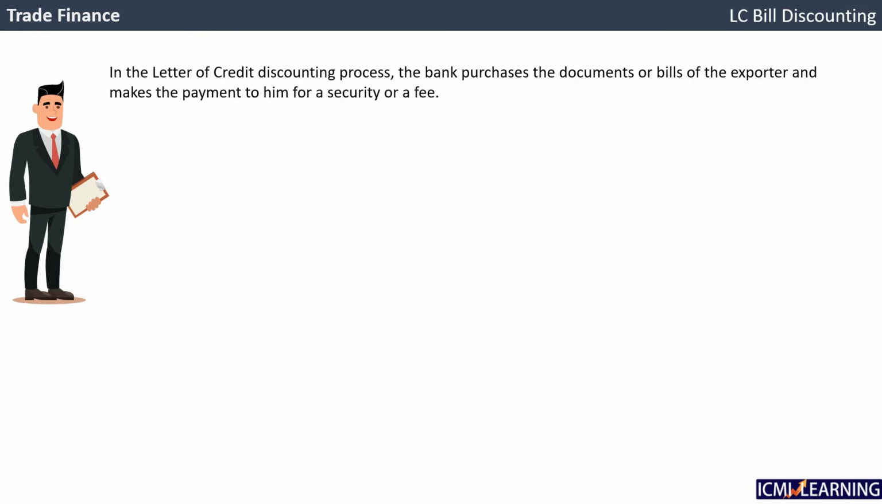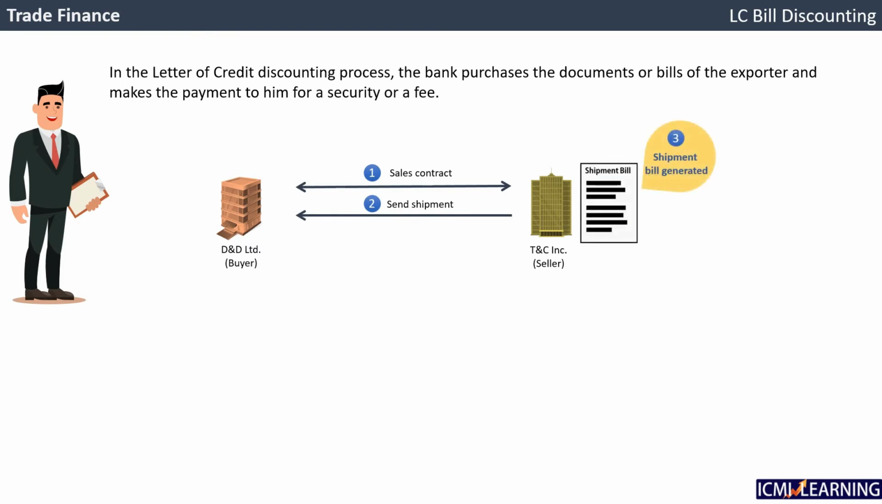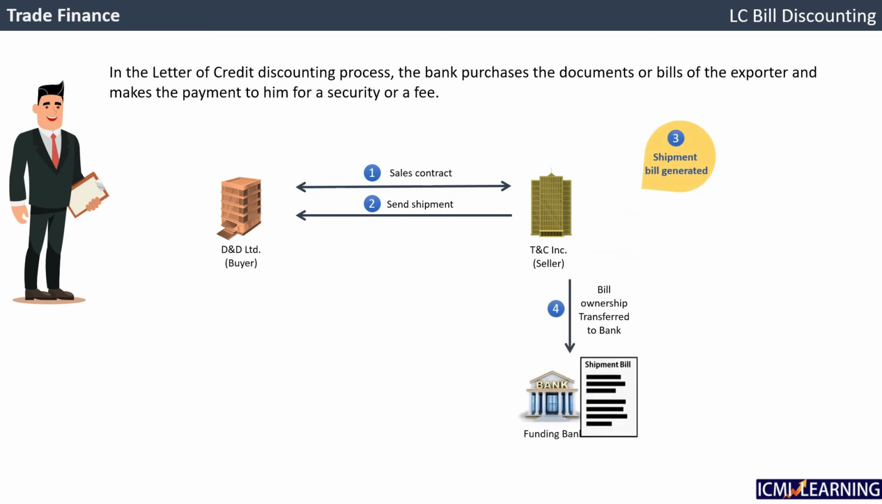In the letter of credit discounting process, the bank purchases the documents or bills of the exporter and makes the payment to him for a security or a fee. Let's take an example of D&D Limited as the buyer and TNC Incorporation as the seller. There is a sales contract done between the buyer and the seller. The seller then sends the shipment to the buyer. The shipment bill is generated. The bill ownership is then transferred to the bank. The bank pays the discounted bill amount to the seller.